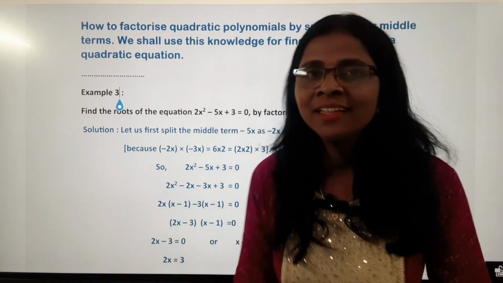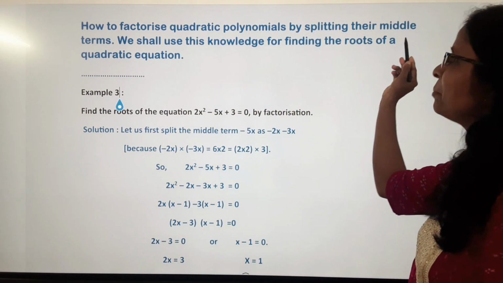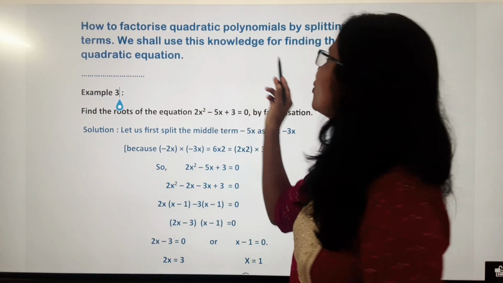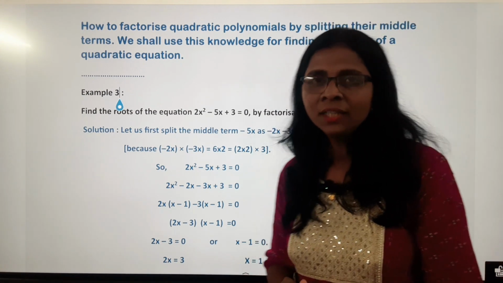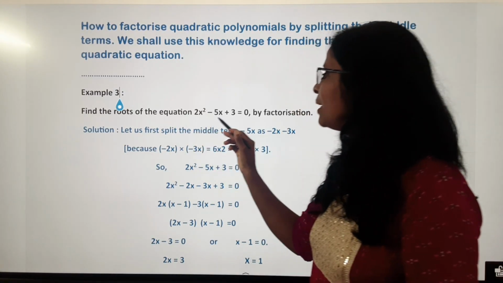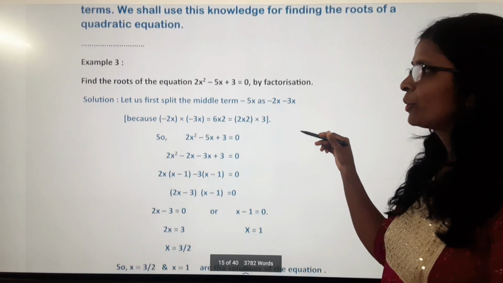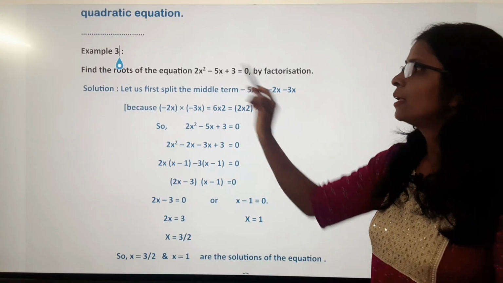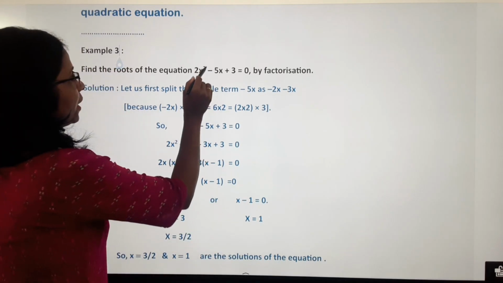Student, let us see how to factorize quadratic polynomials by splitting their middle terms. Okay, we shall use this knowledge for finding the roots of a quadratic equation. Okay, now let us see the example 3. Find the roots of equation 2x square minus 5x plus 3 is equal to 0 by factorization. Okay, so let us first split the middle term minus 5x. Here the middle term is minus 5x.